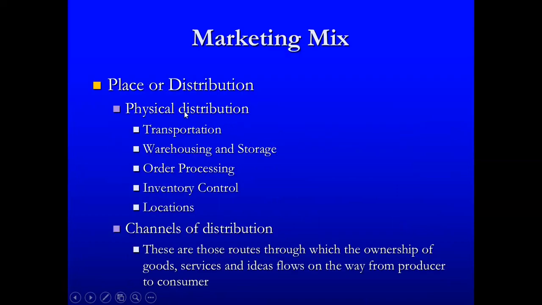Then finally, there is place or distribution. So activities in distribution include transportation, warehousing, order processing, inventory control, location. I have an entire series of lectures on supply chain management. Then channels of distribution. These are those routes through which the ownership of goods, service, and ideas flows on the way from producer to customer. So these were the four P's.